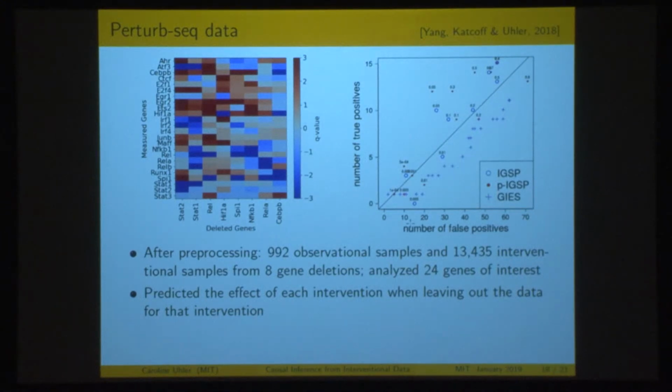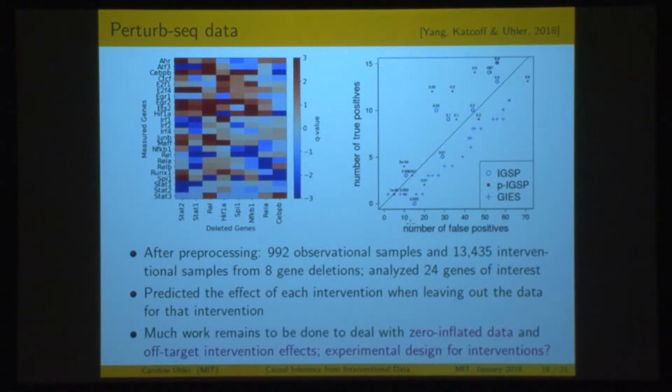This is kind of interesting. This GIS, which is provably not consistent, is even below the random guessing line. But what we're doing is also not much above the random guessing line. So this just shows you how much more we have to do. One of the most important points is that we know that for this kind of data there are a lot of off-target interventions. So even if you tell me that this gene was knocked out, in general other genes were also influenced by this particular intervention. That's one of the big problems here.